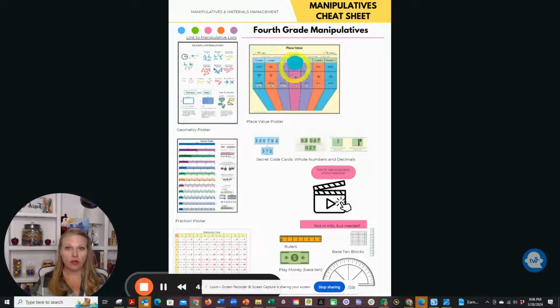As you can see here, the ones column is in pink, and then we have tens and tenths and hundreds and hundredths. So there's a lot to take in with this chart, and it is referenced frequently during your lessons. A big part of your 4th grade year is place value understanding and decomposing numbers, expanded form, and so forth. You have a geometry poster that you can put on a focus wall or a math wall.